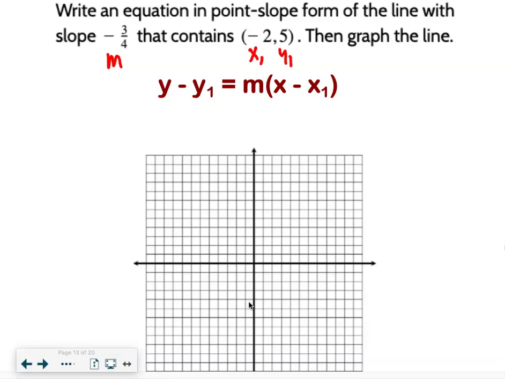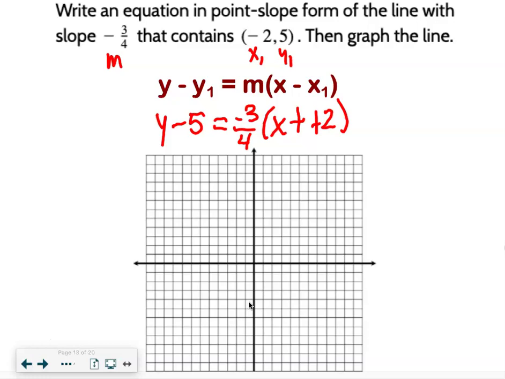And now we're just going to plug it into our formula. Y gets to be y. There's nothing I can sub in for y. Minus, what did we label as y1? 5. Minus 5 equals, what's our slope? Negative 3/4. X just gets to be x. Minus, what's our x1? Negative 2, so it turns to a plus. It just gets to be plus. So there's our point slope formula, and now we're going to graph it.